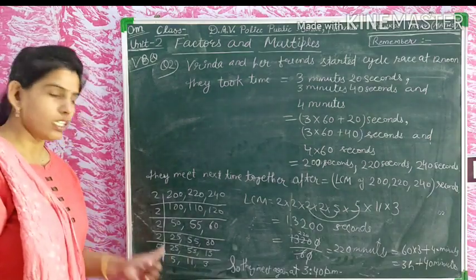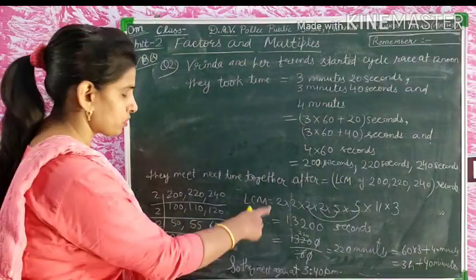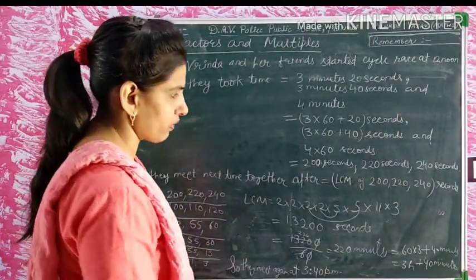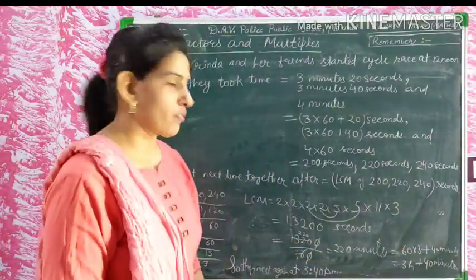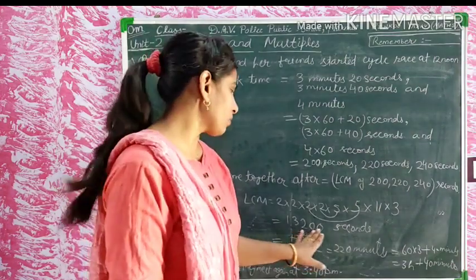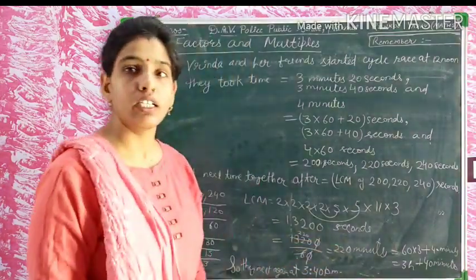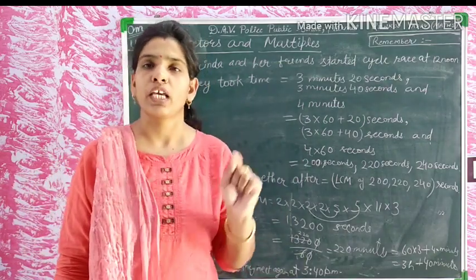So 2 into 2 into 2 into 2, that is 4 times 2, and 5 into 5, and 11 into 3. We will multiply all these numbers. We will get 13,200 seconds. Is this clear? But we have to find exactly at what time they meet again.